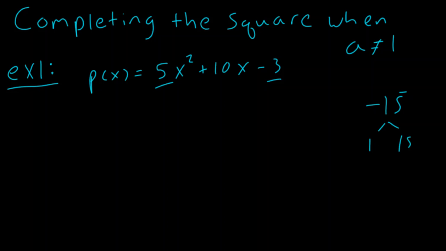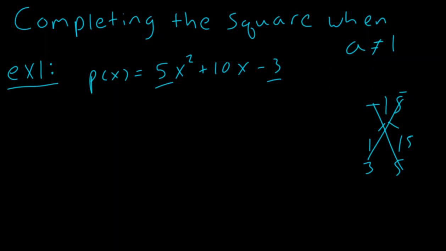Well, 1 and 15, see, that has a distance of 14, so that wouldn't work. 3 and 5, that has a distance of 2. Well, it actually looks like you can't use factoring by grouping here. So, what I'm going to show you is how to complete the square when a doesn't equal 1. Okay, so let's see.